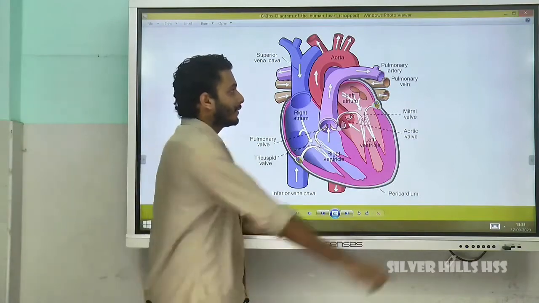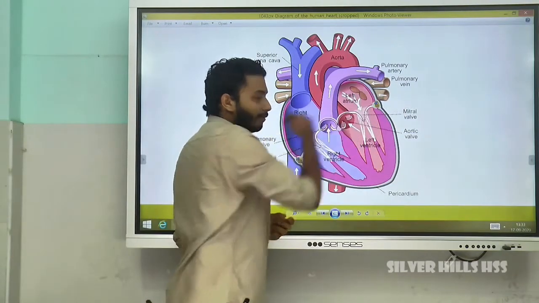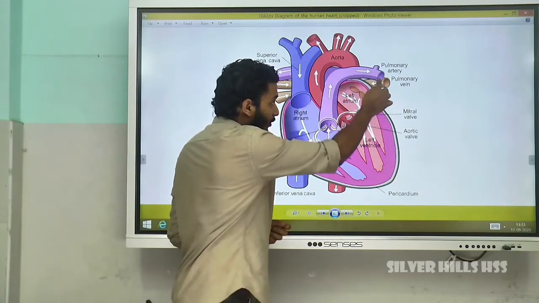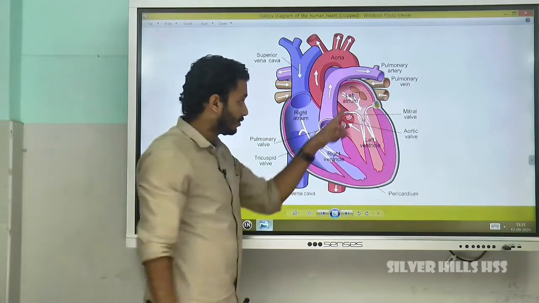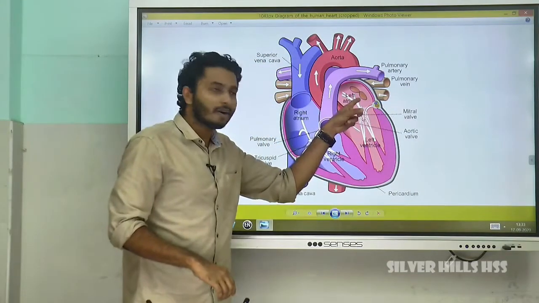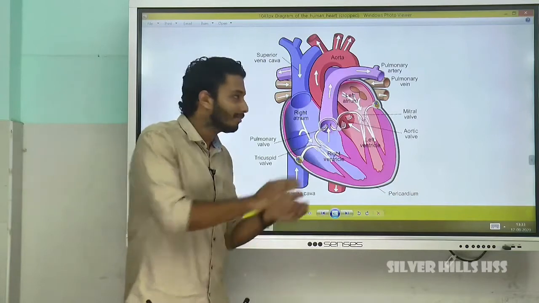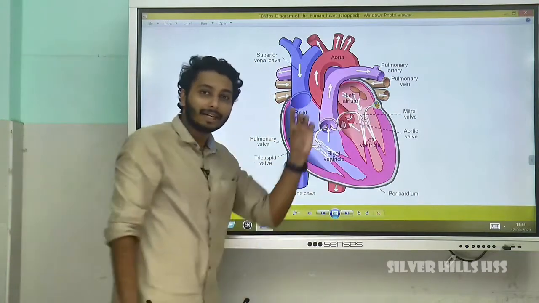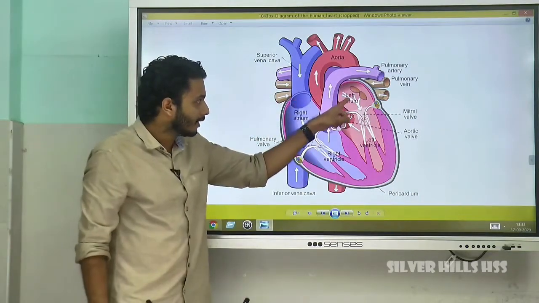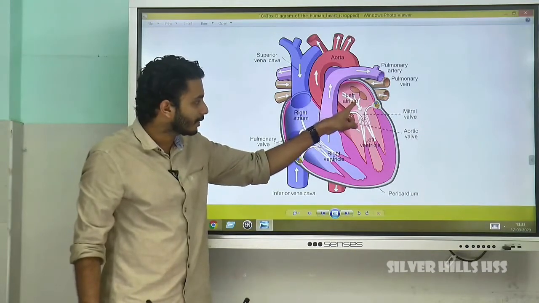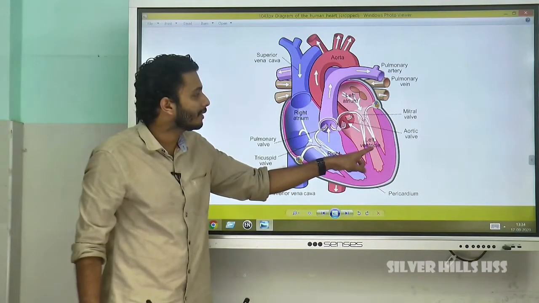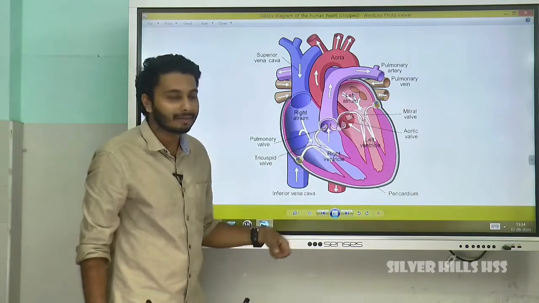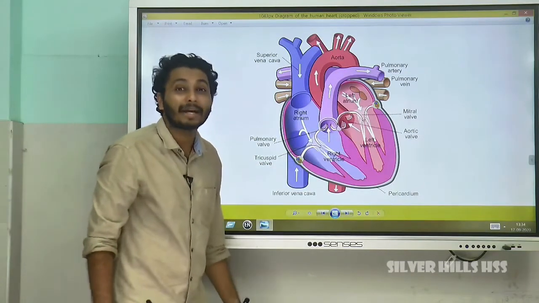The oxygenated blood is carried by the pulmonary vein. Through the pulmonary vein, the oxygenated blood reaches the left atrium. Whenever the oxygenated blood reaches the left atrium, the left atrium will contract. As a result, the oxygenated blood from the left atrium moves to the left ventricle through a valve. The name of the valve is the bicuspid valve.